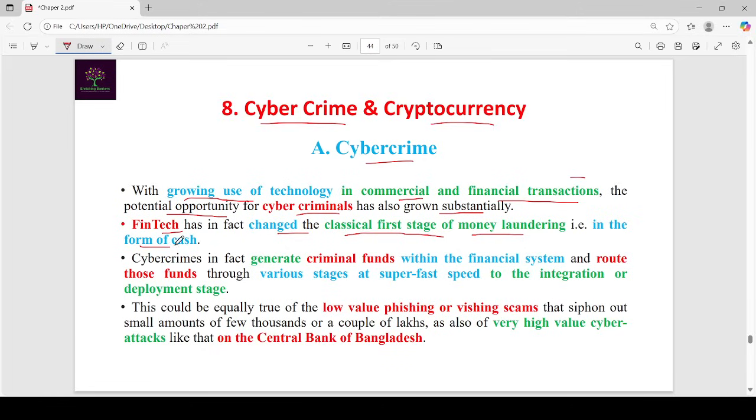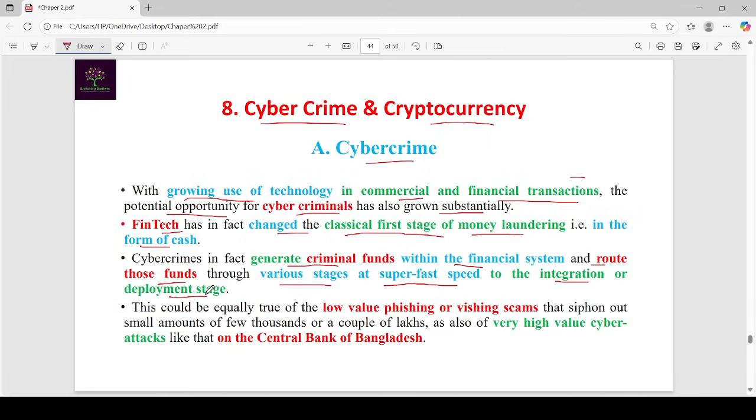What they are doing is generating criminal funds within the financial system and routing those funds through various stages at super fast speed to the integration or deployment stage.